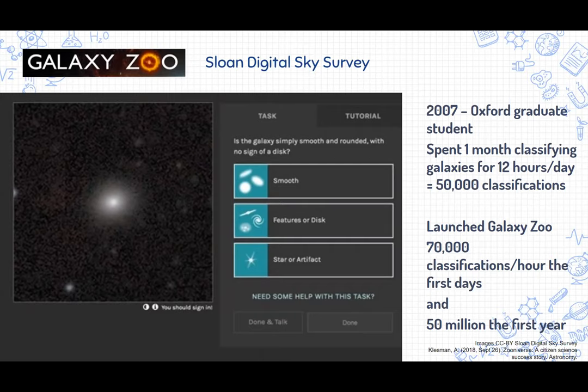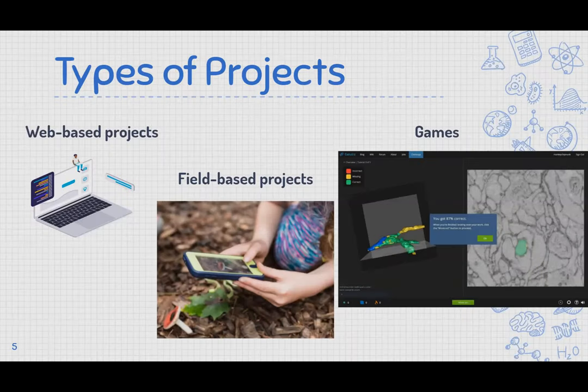Per hour in those first days, and 50 million in the first year. And 14 days later, Galaxy Zoo is still running and is really that first example of how much of an impact the public can help researchers with. So this is just one type of project. The main types that are gaining popularity right now are web-based, field-based, and games.